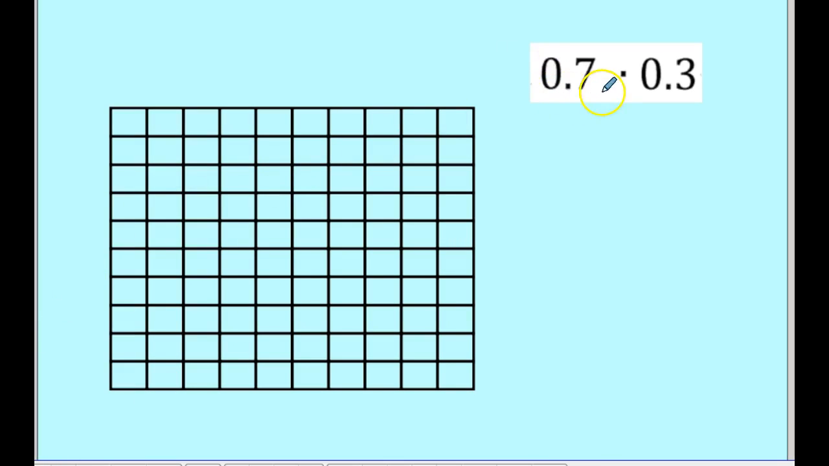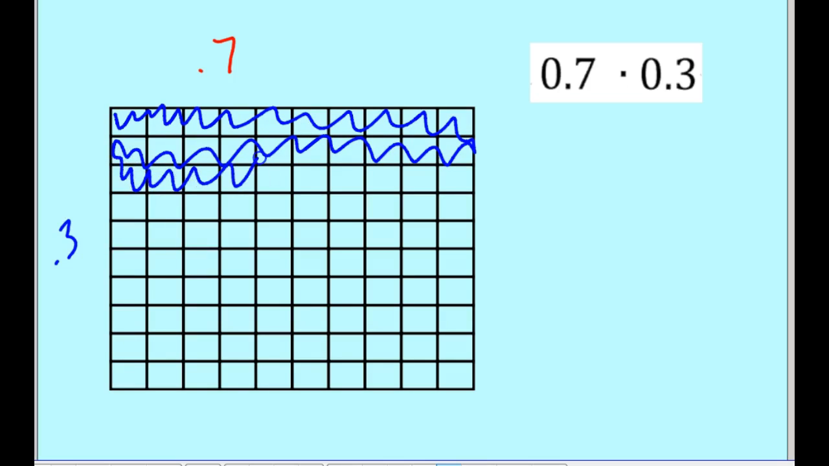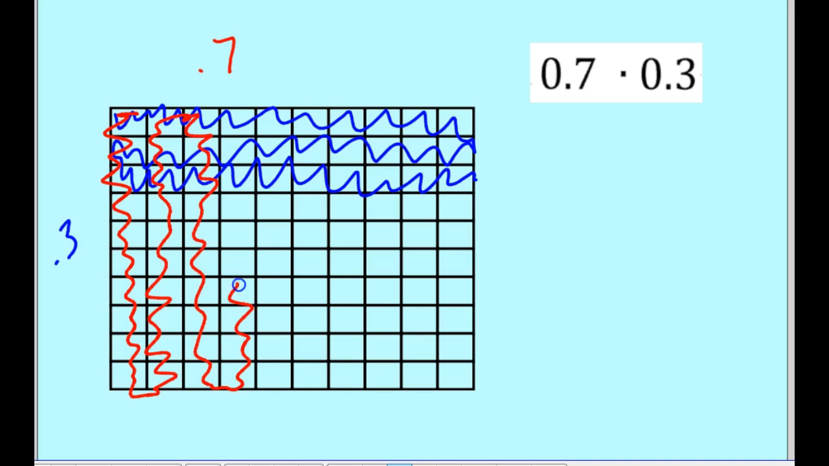Now I have 7/10 and 3/10. I'm going to put my 7/10 on the top, and again, it doesn't matter which one is on top and which one's on the side. So I have my 3/10, there's 1 and 2 and 3. I'm just coloring these pretty quickly here. Then I know my 7/10 goes up and down, so there would be 1, 2, 3, 4, 5, 6, and 7.